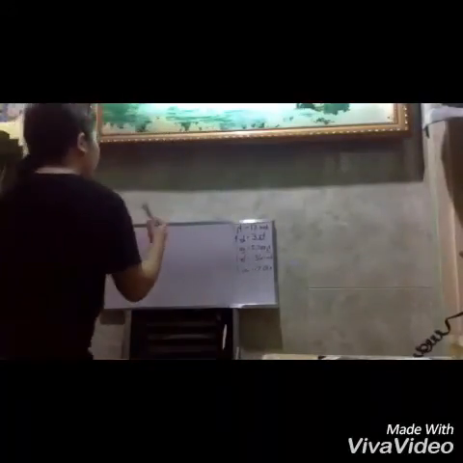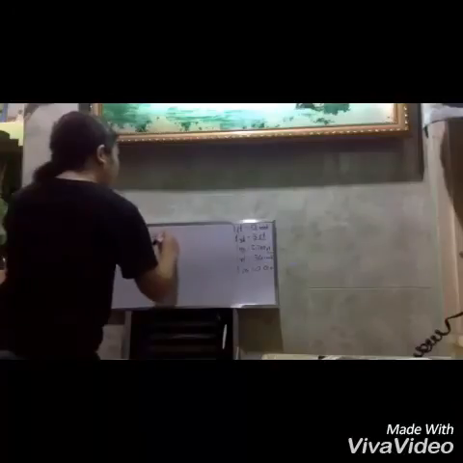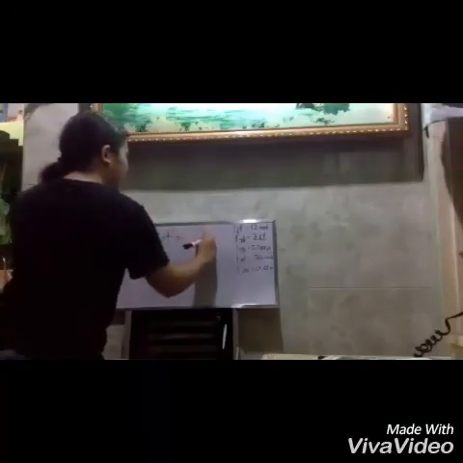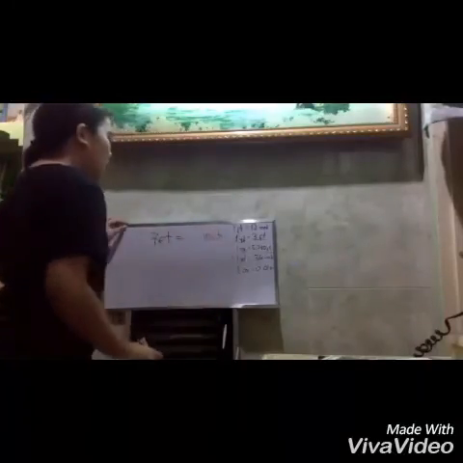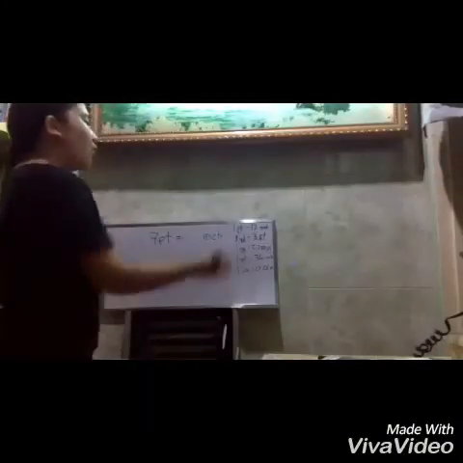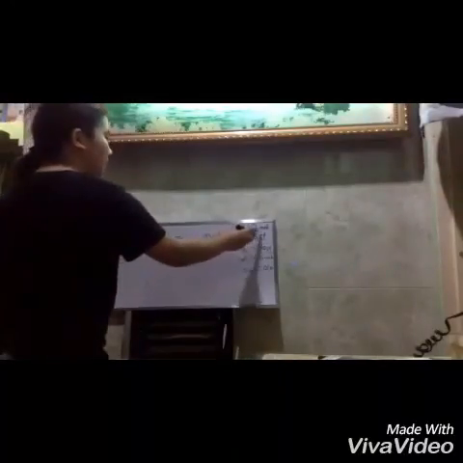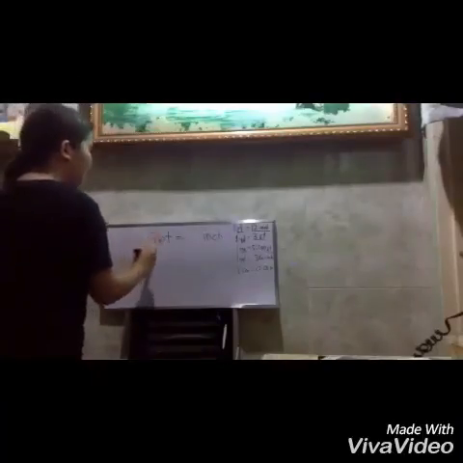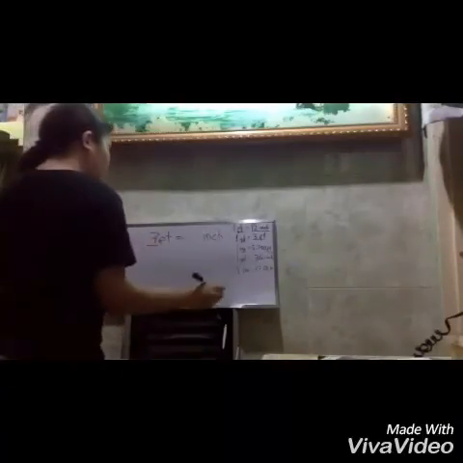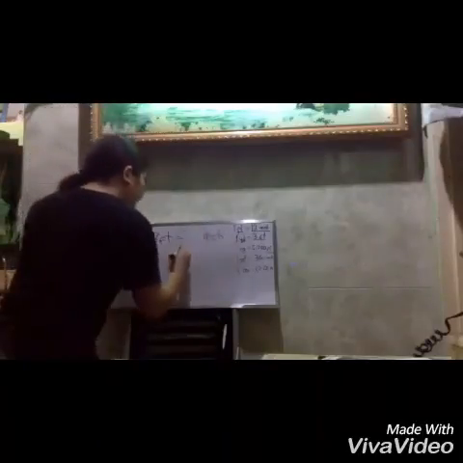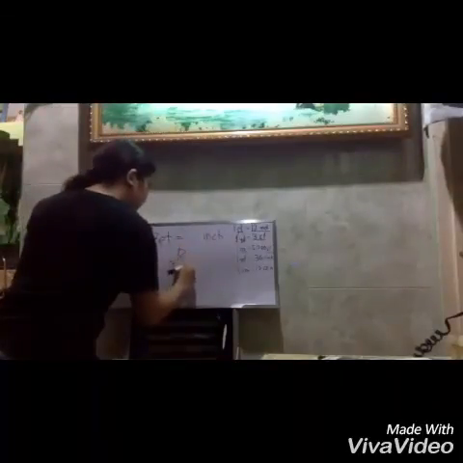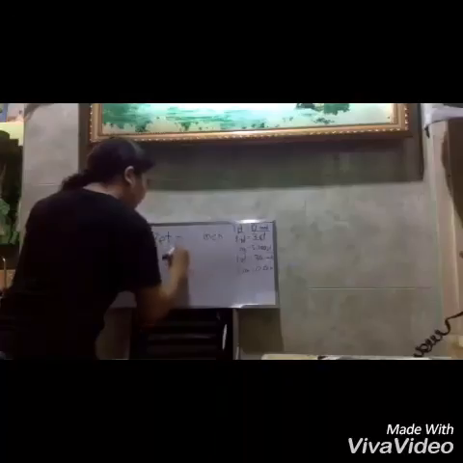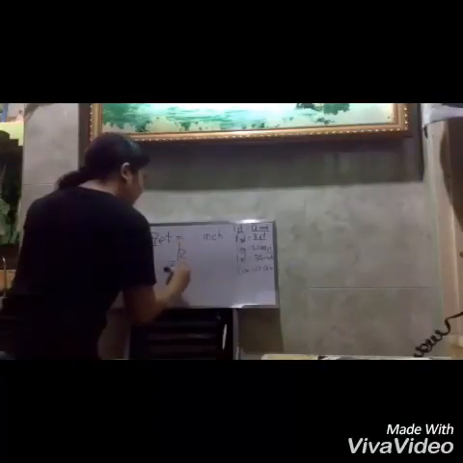The next example will be convert 7 feet into inches. So 1 foot has 12 inches. So in here we have 7 feet. So we're gonna multiply 12 by 7. 7 times 2 is 14. 7 times 1 is 7 plus 1 is 8. So 84.